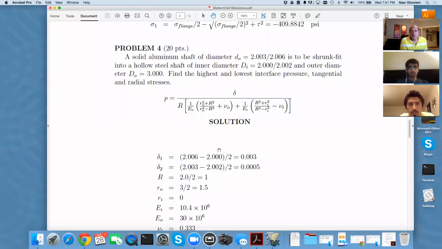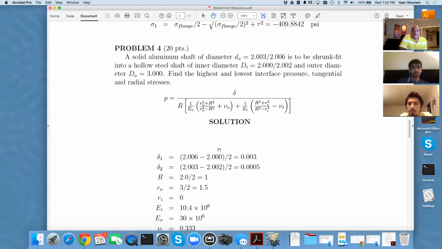And we want to insert it into a hollow shaft. And the hollow shaft has an inner diameter of 2 inches minimum and 2 inches plus 2 mils maximum. So there's an uncertainty in the dimensions here. And we want to find the highest and the lowest interfacial pressure and the highest and the lowest tangential and radial stresses.